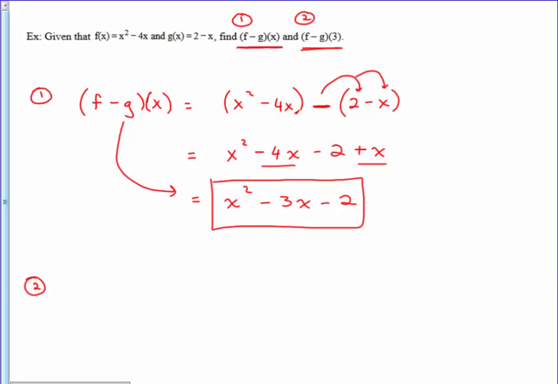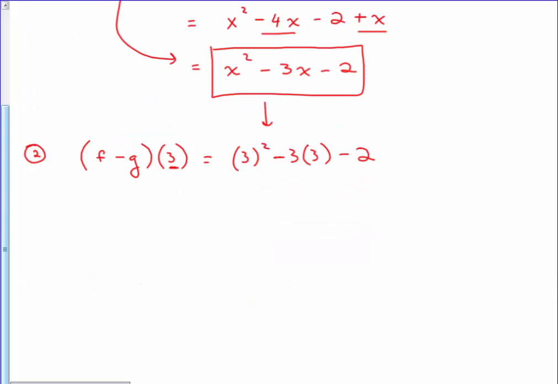Once I have my formula for f minus g of x, I can substitute in any value for x. So because they have asked me to find f minus g of 3, then I can use this formula as my recipe, and everywhere there's an x, I would simply substitute the value 3. So here we would have 3 squared minus 3 times 3, and then minus 2.